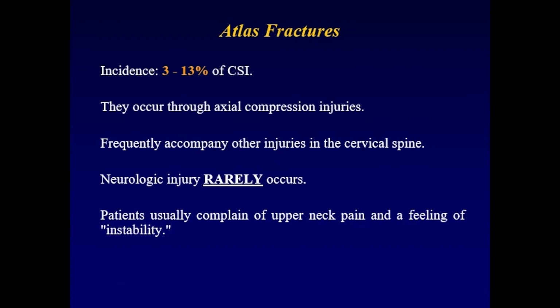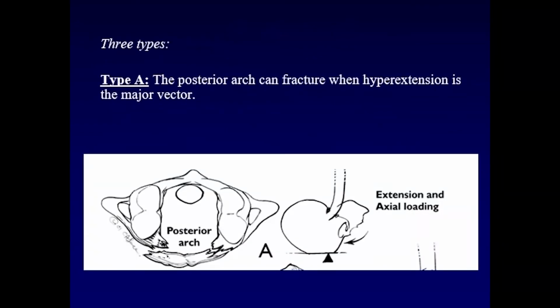Atlas fractures occur in 3 to 13% of cervical spine injuries. They occur through axial compression and are frequently accompanied by other injuries in the cervical spine. These are canal-widening injuries and are rarely associated with a neurological deficit. Patients usually complain of pain in the upper neck and a feeling of instability. They are classified into 3 types.